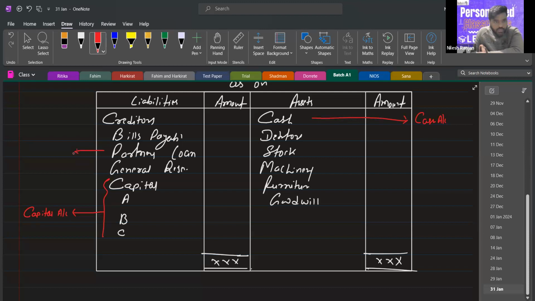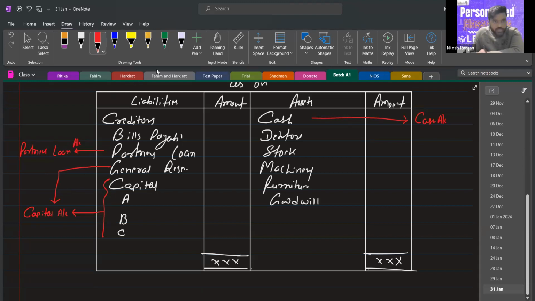Partners loan will go to partners loan account. So these items have a separate account for themselves, so that's why these accounts will be transferred to that account only. Now, general reserve also goes to capital account. So apart from their name, general reserve will be transferred to capital account.